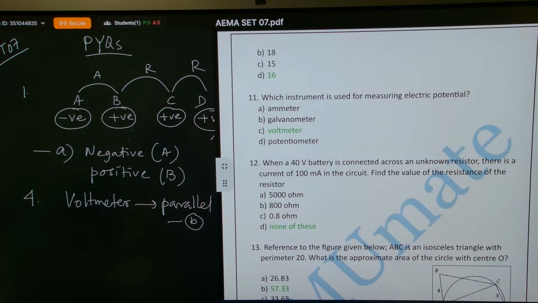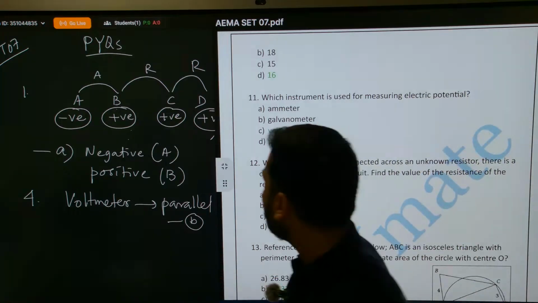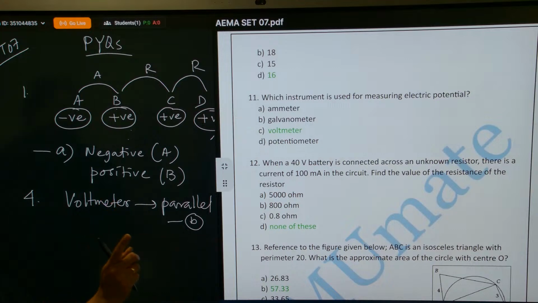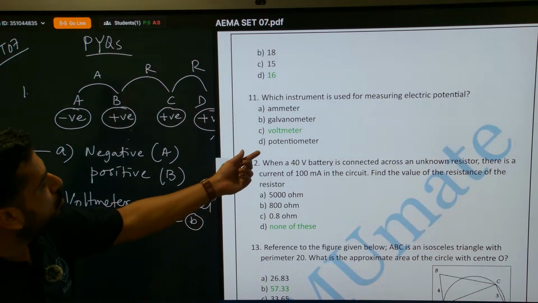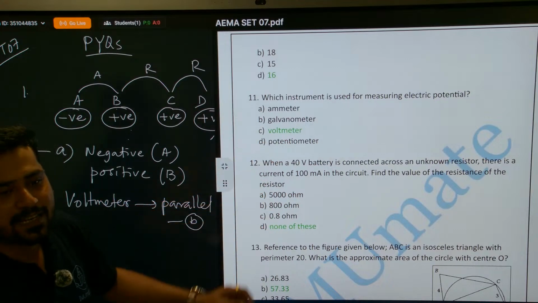See, potentiometer can also measure electric potential. Do you know? Both voltmeter and potentiometer can be used to calculate the potential difference. But for general purposes, voltmeter is used because potentiometer has a greater arrangement. But if you are asked which instruments can measure, if there were both C and D, you pick C and D. Both can measure potential.